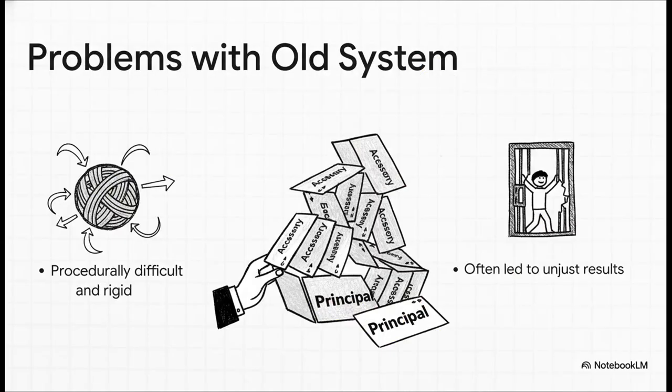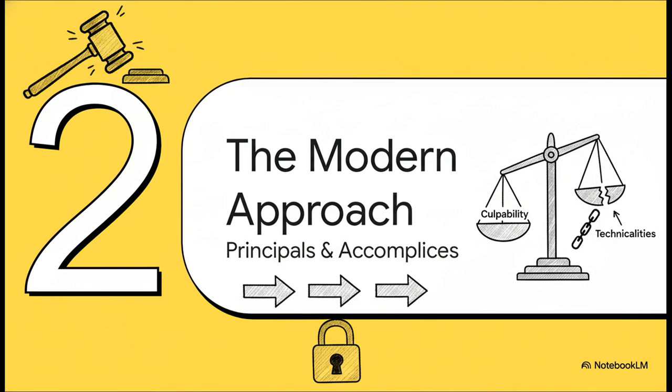The biggest headache was that this old system was just a procedural nightmare. Get this, you couldn't convict an accessory, so the planner or the helper, until the main doer had already been convicted. So what if the main guy got away? Well, then everyone else could just walk free on a technicality. Even if you had rock-solid evidence they helped plan the whole thing, these rigid categories just didn't hold up in the real world.